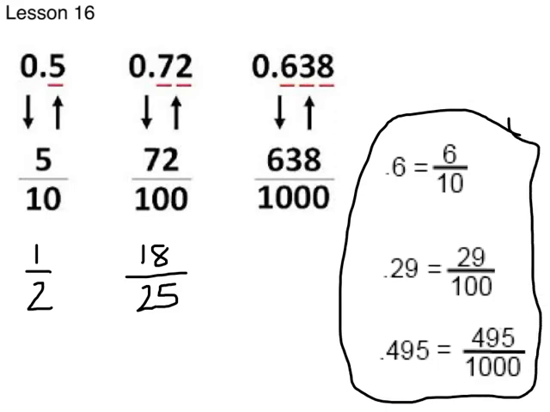Now, 6/10 we know could be reduced to 3/5, but we know that 29 over 100 can't be reduced. 495 over 1,000 could be, because we know it's at least divisible by 5. So let's go to the next frame.